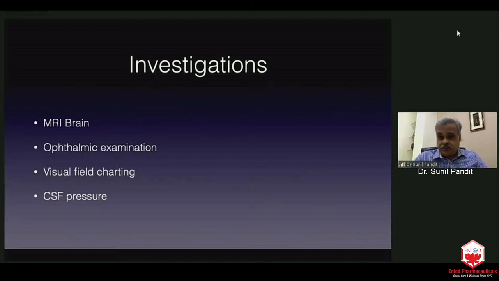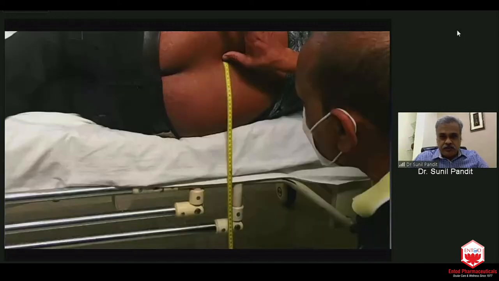Now, what is CSF pressure? I think the ophthalmologists really don't need to know how to do it. Actually, it is done by us or maybe by the anesthetist. Basically, you do a lumbar puncture and connect the LP needle to a pressure transducer, and you can find out the pressure. But most often we do not have pressure transducers here, so we do a jugaad. I'll show you some pictures of a jugaad. Basically, you put the patient in a lateral decubitus position and measure the height from the floor to the point where the LP is to be done.